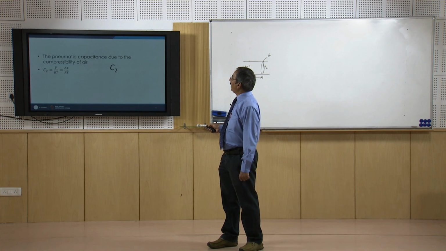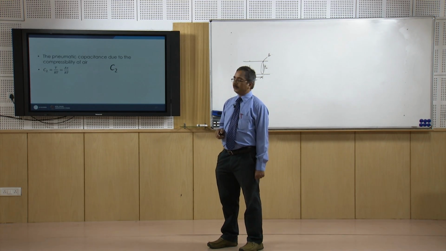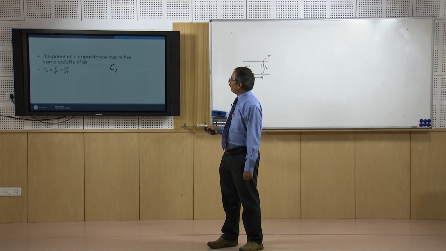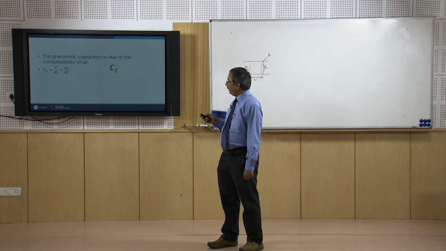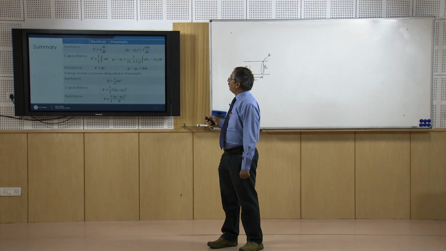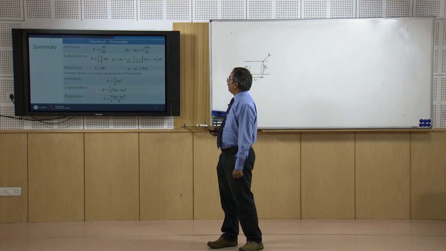So, this is the pneumatic capacitance due to change in volume of the container. Next, the pneumatic capacitance due to the compressibility of the air. From here C2 we can define as V by RT, and this volume I can take as Ax, divided by RT. So, this way I can evaluate the value of C2.